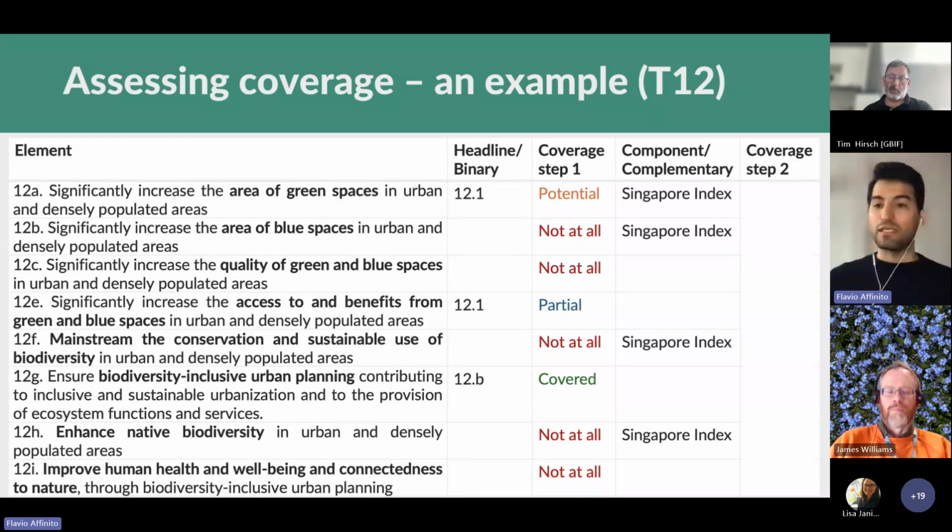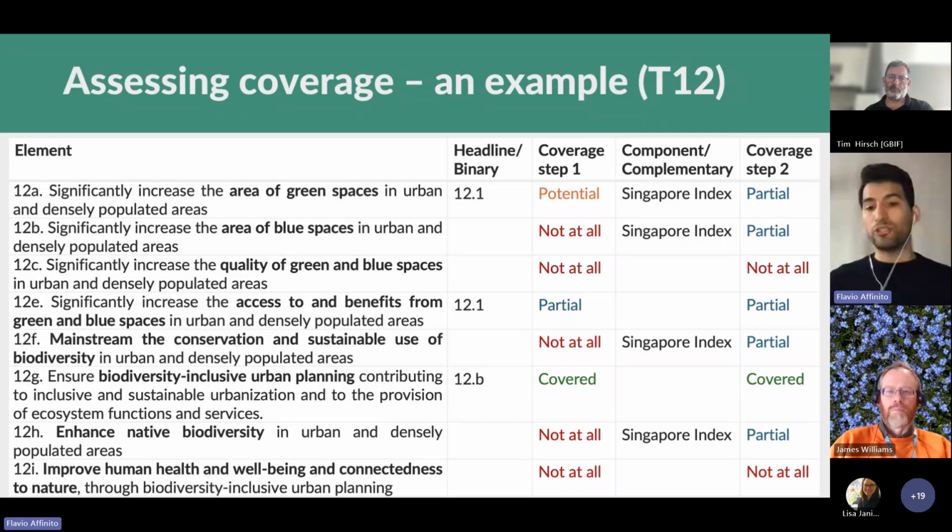And again, when we reassess coverage, we find that the Singapore Index essentially offers partial coverage for each of them. And we can update the overall coverage, so from coverage step 1 to coverage step 2, where we consider the whole monitoring framework together. So both headline, binary, and component and complementary indicators, and we get a sense of coverage that is improved with only a handful of gaps left over for Target 12. So those gaps are the elements where we don't have any indicators.